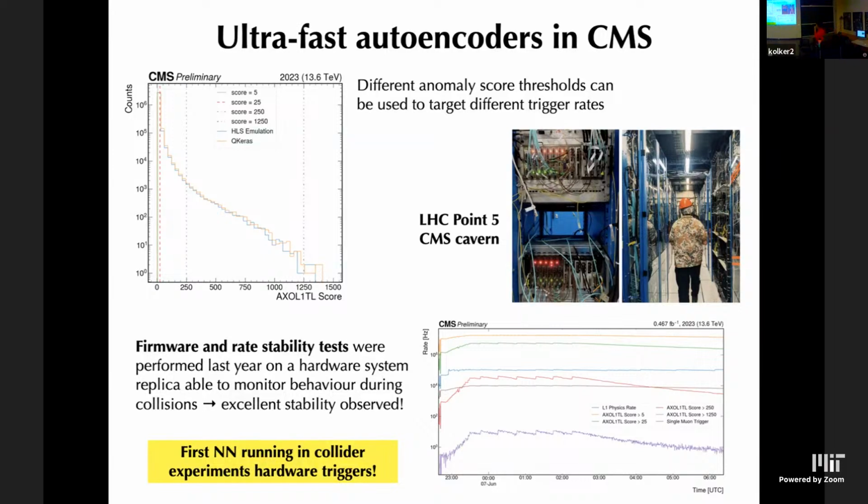This was done last year, not on the production system, but on a hardware system which is a replica of the production system, which allows us just to monitor. So we didn't take data yet. We just monitored what would happen if we would take data. And the rates are very stable. So we were very happy to see this. This is actually a picture of the CMS cavern where the whole trigger system is placed. So it's a lot of crates and FPGAs.